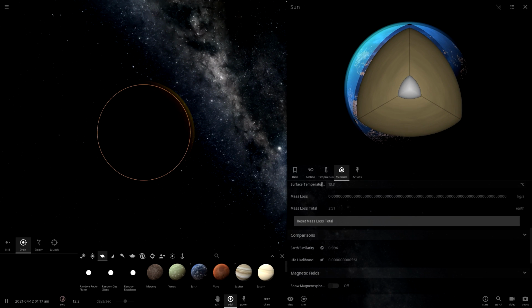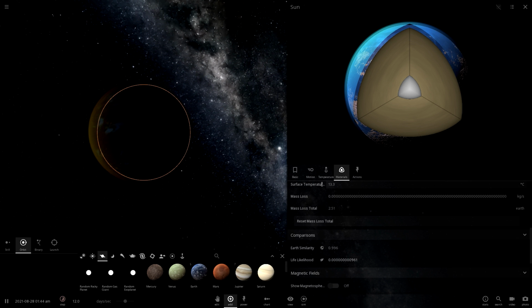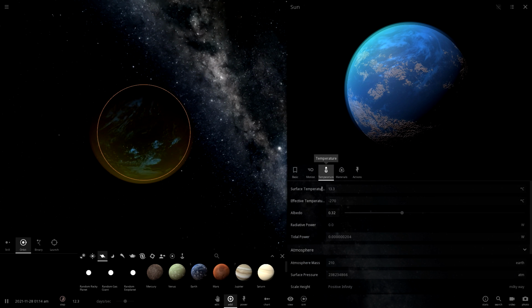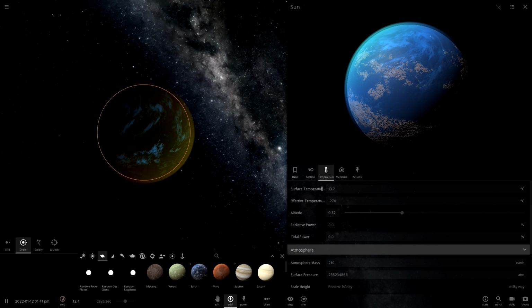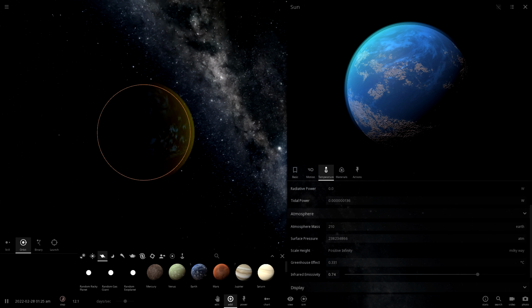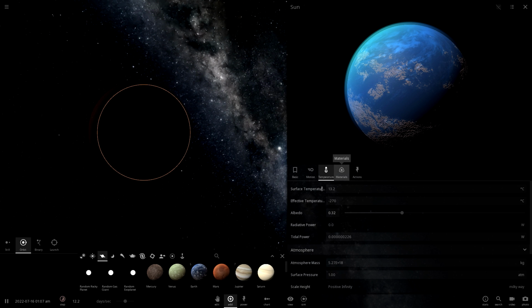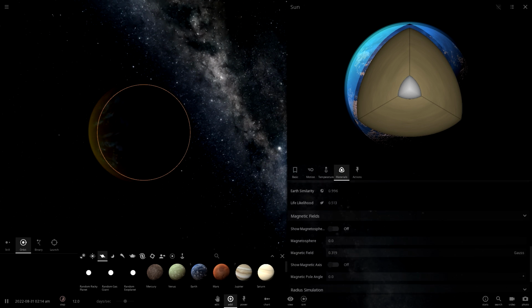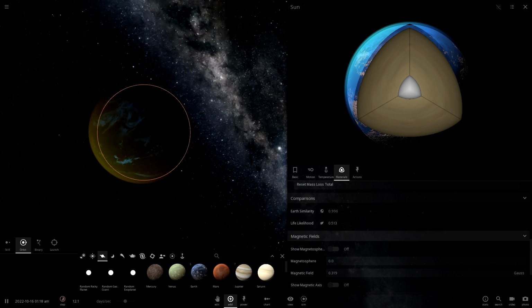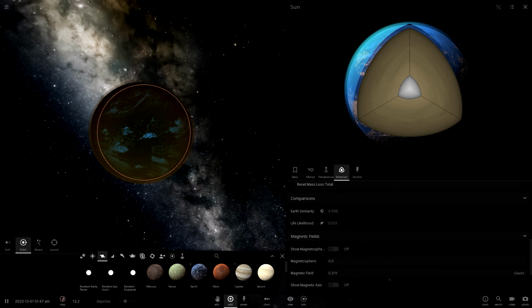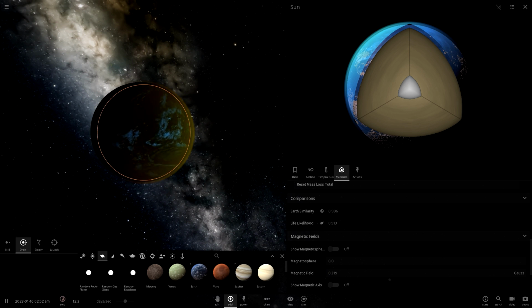And if we go to life likelihood, the Earth similarity is almost at 100%, but the life likelihood is so low. Jeez, why is the life likelihood so low? Probably because the surface pressure is like a million atmospheres. Let's set that to 1. And I think that's going to do what we need. Oh, that wasn't it. There we go. 51% chance of life. It's a beautiful planet. It's pretty much Earth.